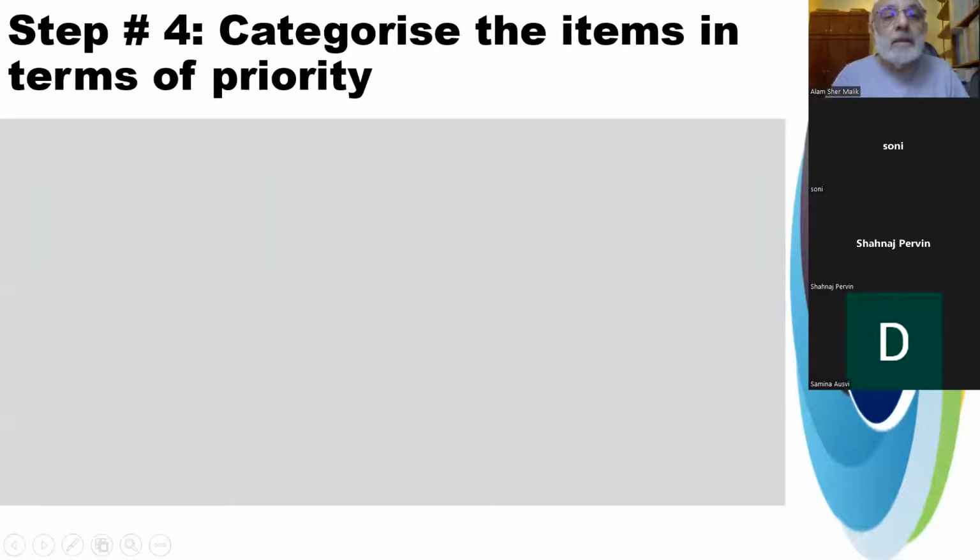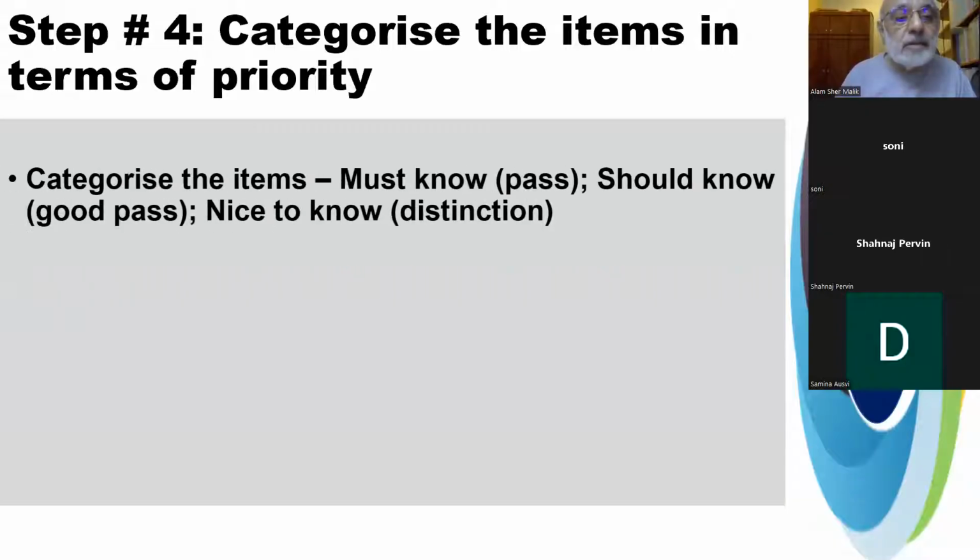Right. Next step is to categorize the items in terms of priority, which means categorize the items into must know, should know, and nice to know. Must know should be the components that a student must pass. If a student does not pass that component, they cannot be promoted to the next level. Should know is for good pass, and nice to know is for distinction.